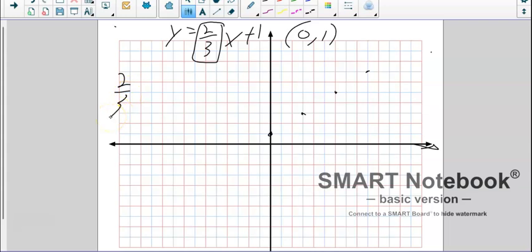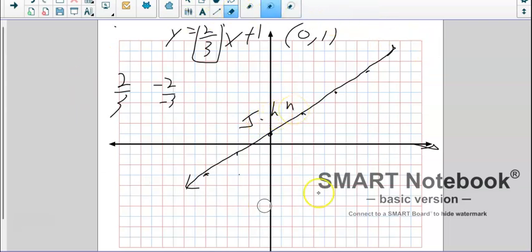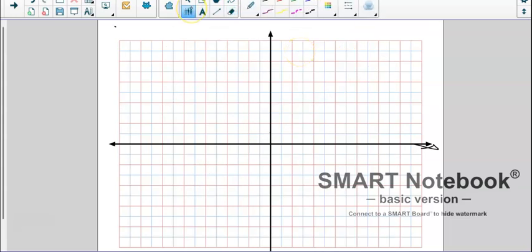But 2/3 is really the same as -2/-3 because that is still positive. So I could go down 2, left 3, down 2, left 3. And sometimes you need to do this if your y-intercept was at 9 or 12, it would be hard to go up and to the right, but you could go down and to the left to get more points. And again, positive slope. Let's try a few more.